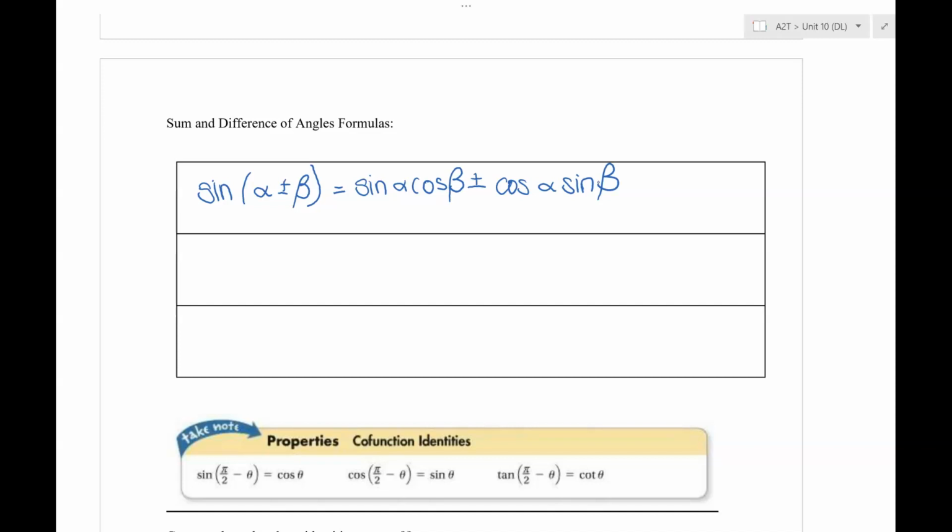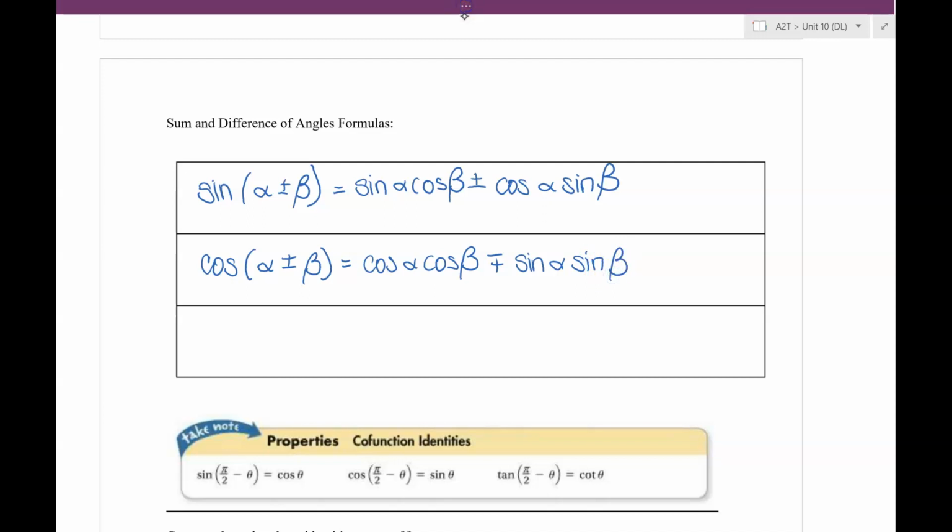Cosine, and I'll explain the plus minus relationships in just a second. Cosine of alpha plus and minus beta is going to equal, you guys just saw it, cosine alpha, cosine beta, minus plus sine alpha, sine beta.